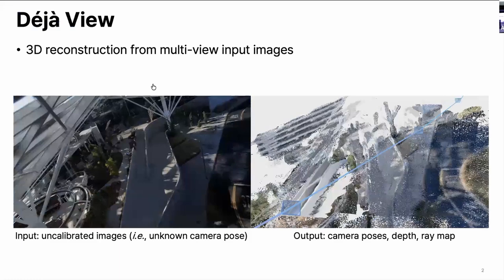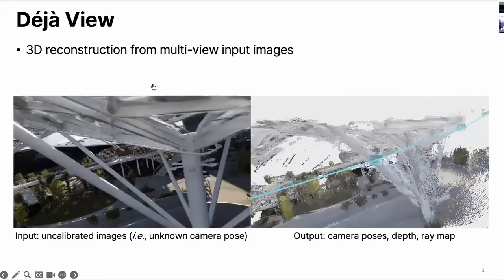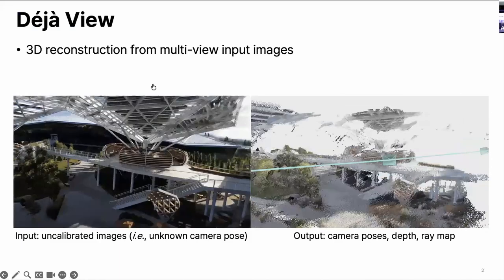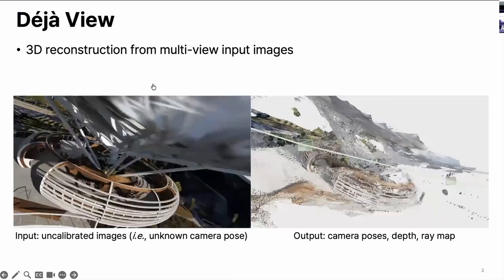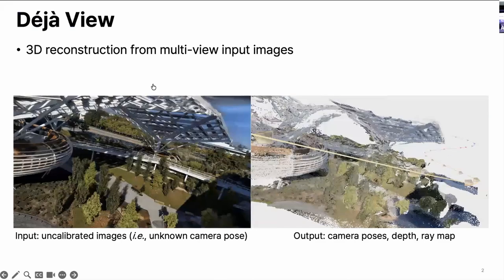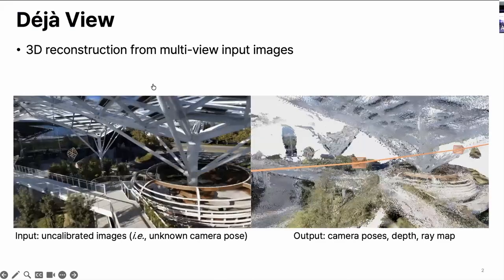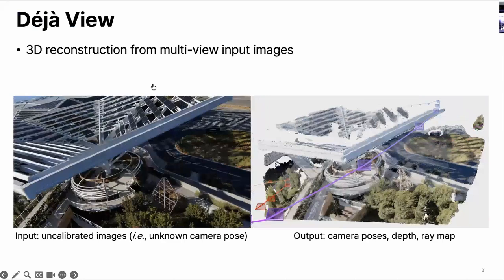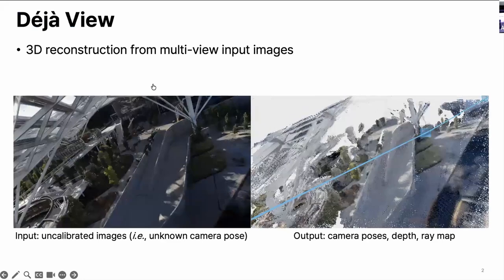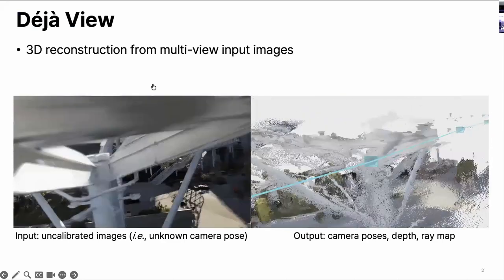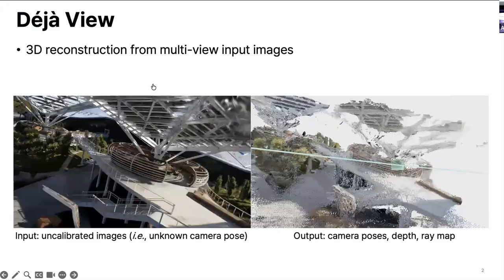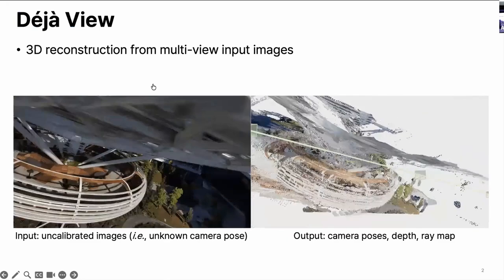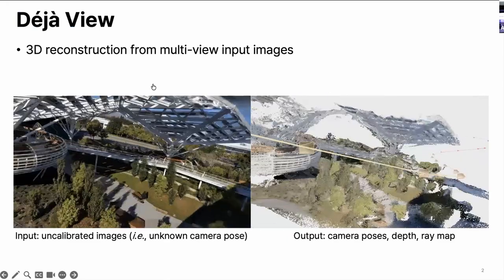This is the demo of Déjà, and let me briefly explain the task. Given multiple uncalibrated images, the model predicts the 3D geometry of the scene, which consists of camera poses, depth maps, and ray maps. You can see that the scene is reconstructed with 3D point clouds from depth maps and camera poses.